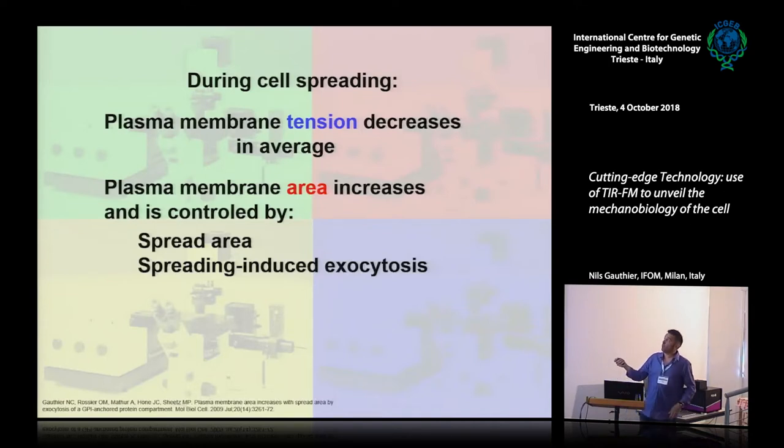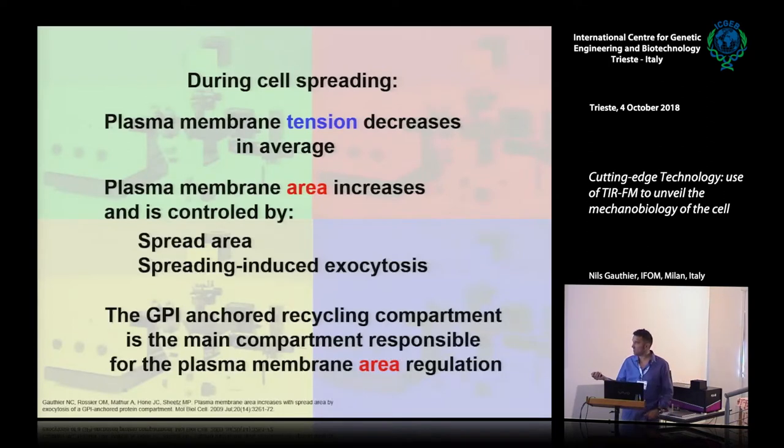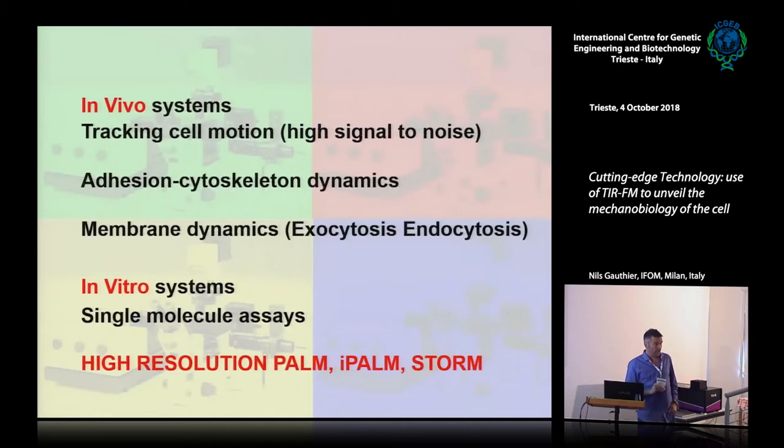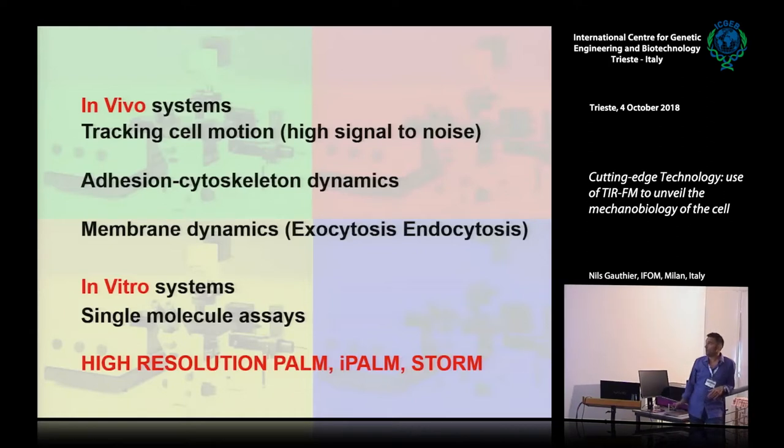Then we have proof of plasma membrane increase that is controlled by spread AA, spreading induced exocytosis, and then you can really move forward, and this is the compartment, the GPI anchor recycling compartment, that is the main compartment. Then in conclusion for this part, we have an in vivo system with the TIR, we can track cell motion because you have axon and neurons, you can track adhesion, cytoskeleton dynamics, whatever you can think about that will be in the TIR field. You can track part of membrane dynamics.